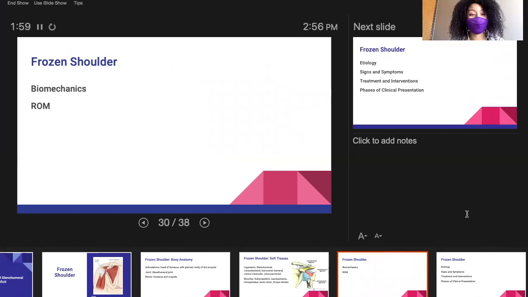The biomechanics and the range of motion involved with this: passive and active external rotation are going to be severely affected whenever you have frozen shoulder. Under normal conditions, you'd be able to easily move through all three planes, but with this injury, you're going to have very limited range of motion.